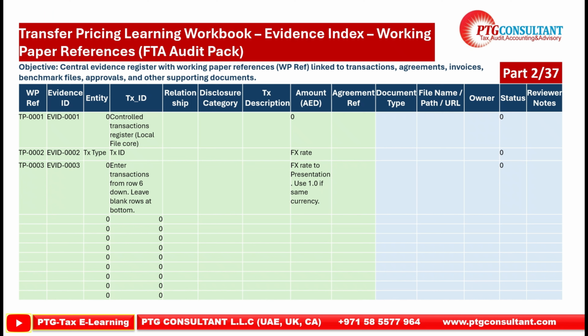Key takeaway: to summarize, this evidence index turns your TP file into an audit-ready documentation pack. It reduces audit risk by ensuring every disclosed number is linked to evidence that is easy to find, easy to verify, and consistent with the transaction register. This is part 2 of 37, and we still have more important sections to cover, so to be continued.